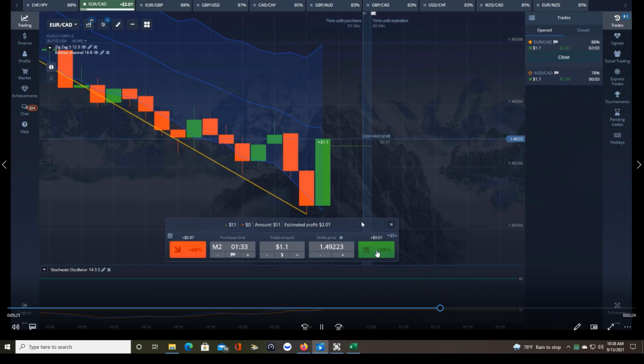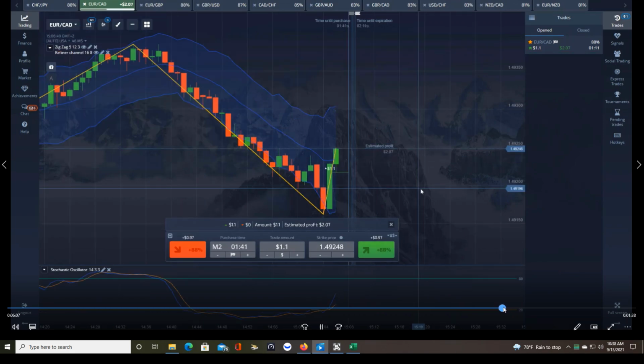And this is the third trade that I took. Okay, so that last trade, the second trade won. Congratulations, you've earned $1.96 on that second trade. And then here is the third trade, which is looking good so far.